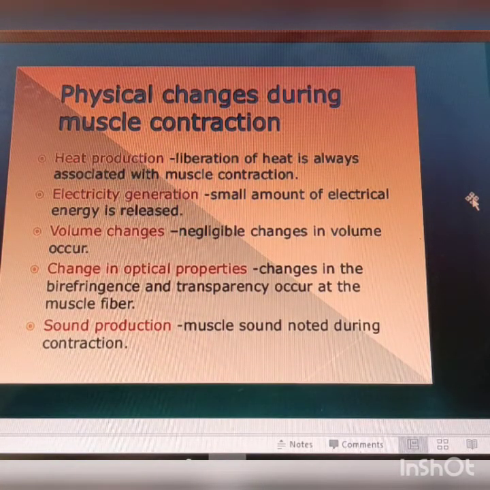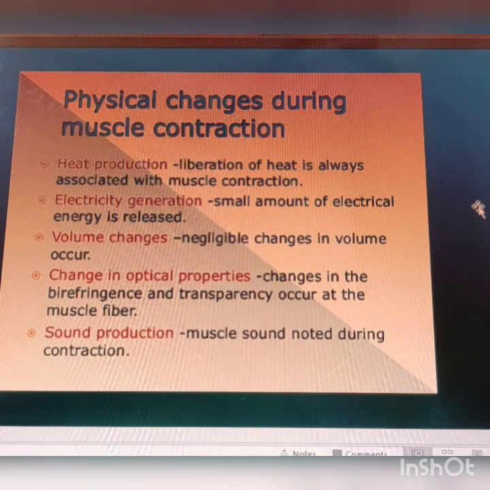There are some physical changes during muscle contraction, that is heat production, electricity generation, volume changes, change in optical properties, sound production, etc. Liberation of heat is always associated with muscle contraction. A small amount of electrical energy is released. Negligible changes in volume occur. Changes in the birefringence and transparency occur at the muscle fiber. Muscle sound is noted during contraction.